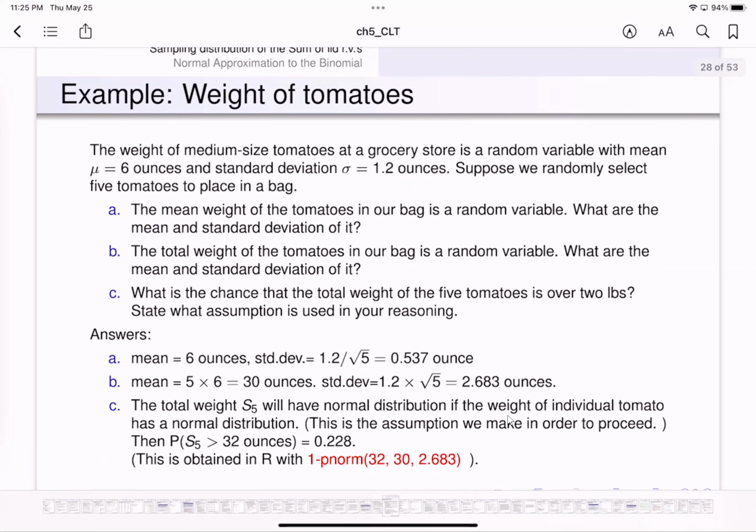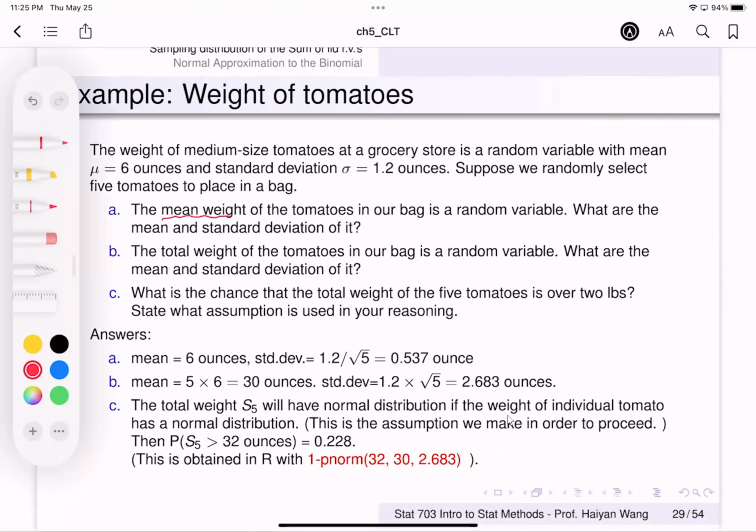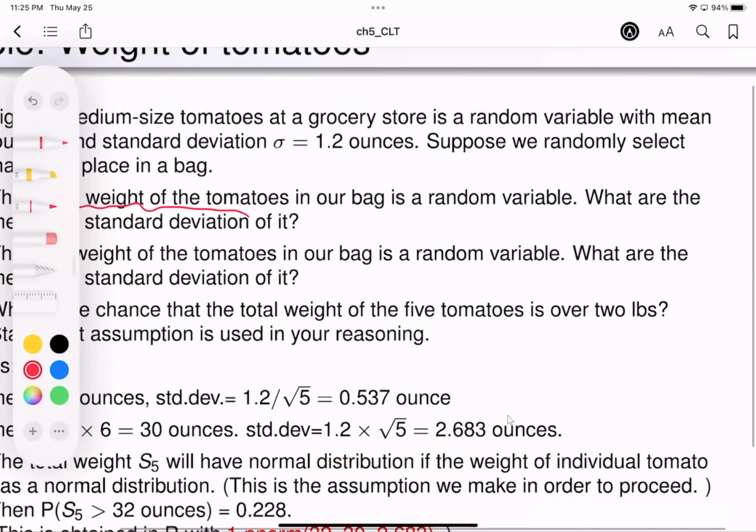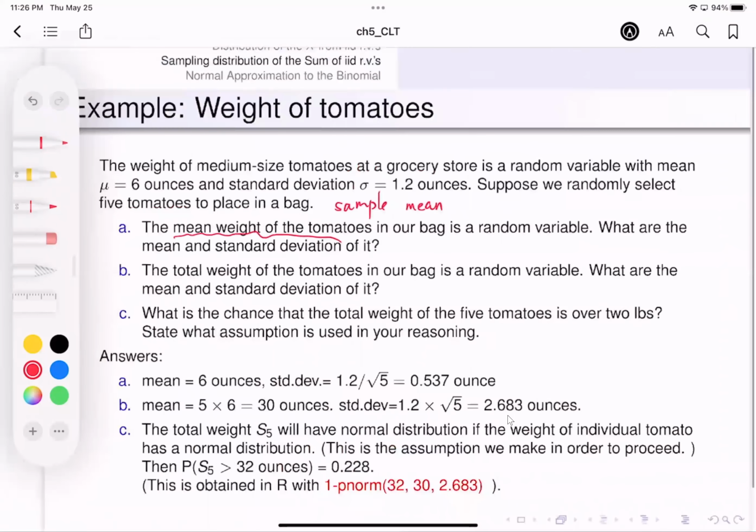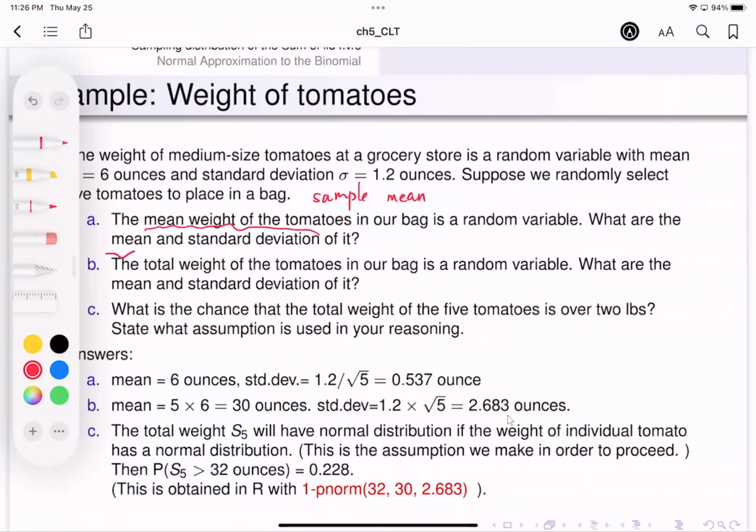The mean weight is a random variable. What's the mean and standard deviation of it? So this is talking about the mean weight of 5 tomatoes. In other words, this is the sample mean. And this sample mean depends on which 5 tomatoes you take from the store and put into the bag. So that's a random variable. And here, this is asking about the mean and the standard deviation. This is the parameter for the distribution of the sample mean.